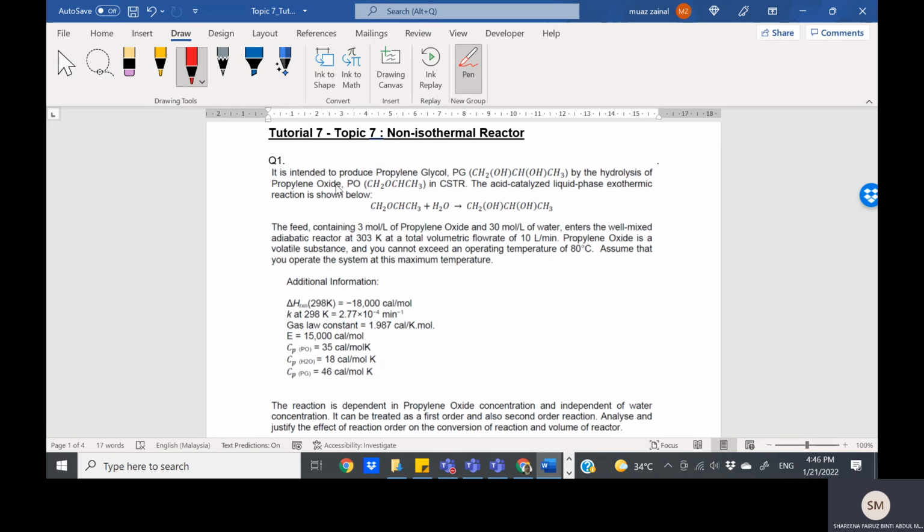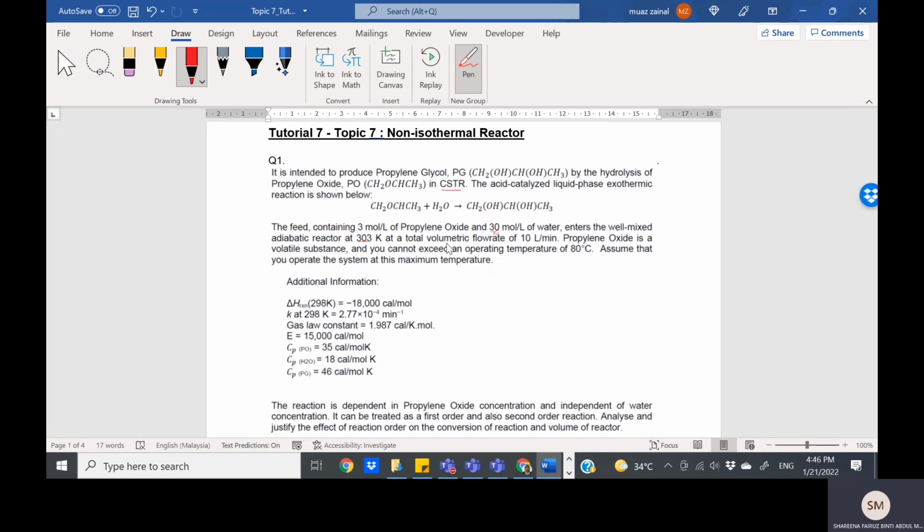It is intended to produce propylene glycol by the hydrolysis of propylene oxide, PO, in a CSTR. So the type of reactor is a CSTR, and this is the equation given. The feed contains 3 mole per liter of propylene oxide and 30 mole of water. So the feed FA naught and FB naught enters the well mixed adiabatic reactor at 303 K and a total volumetric flow rate of 10. So the V naught is also given to you.